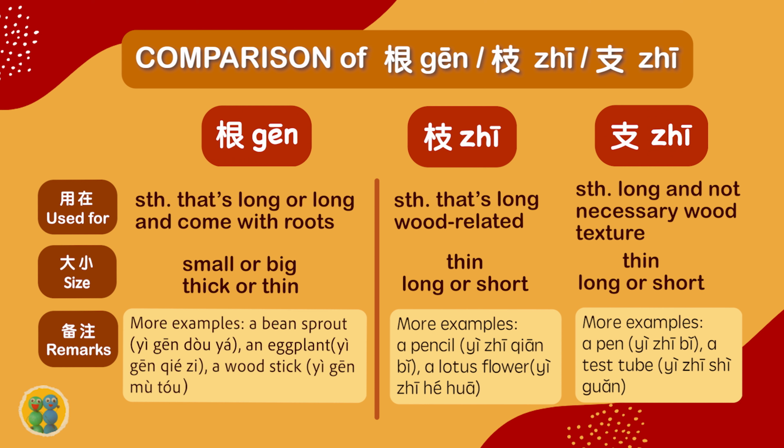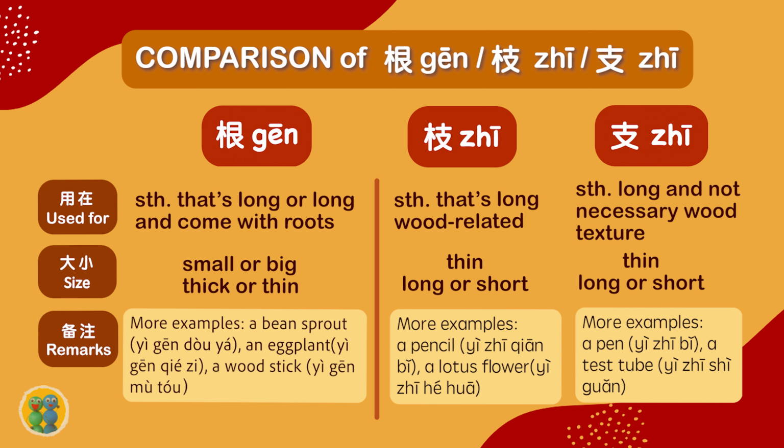And a wood stick. 一根木头, 木头 means wood stick. The measure word 枝 that comes with the wood radical is used for something that's long and mostly wood related. And the size for the objects that use the measure word 枝 can be thin and long or short.